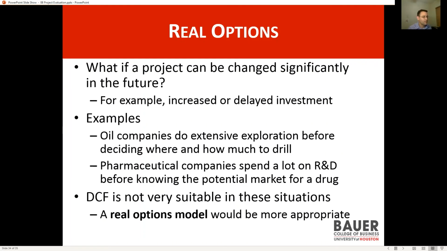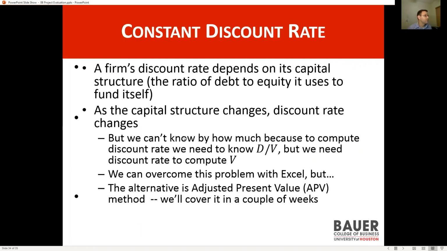Okay, so these are cases where it would be very hard to just sit in one place and make a forecast and just say, okay, this is what I think is going to happen for the next 10 or 20 years based on my best estimate. No, things are going to change too much. Maybe you go through the FDA approval process, or maybe you don't. Those are two wildly different scenarios, and you can't just take the average of those two things. So DCF is not very suitable here. You need something else, something that allows for the flexibility to change your actions. And so that's what the real option model is going to do. Again, more on that after the first midterm.